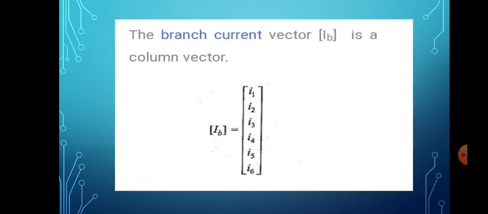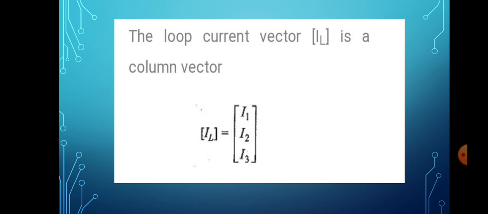The branch current vector IB is a column vector: IB equal to I1, I2, I3, I4, I5, I6. The loop current vector IL is a column vector: IL equal to capital I1, capital I2, capital I3.